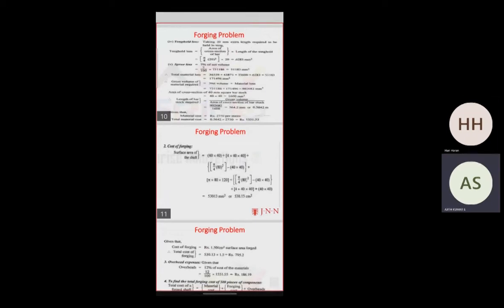To find the total forging cost for 500 pieces, in the question they have given 500 pieces of component. So the total cost of a shaft is equal to the material cost, forging cost and overhead expenses added together. By adding those, we will get rupees 2532.94. So the total cost of 500 pieces of component is equal to 2532.94 into 500. We will get rupees 12 lakhs 66,470. This is the overall cost required for manufacturing of 500 pieces of a component.